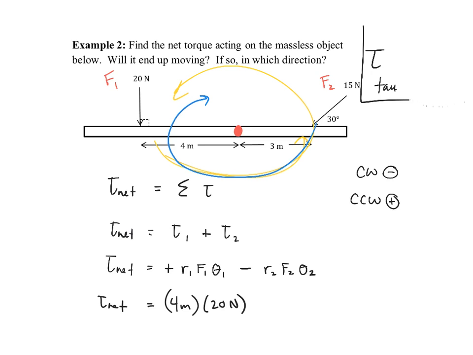Theta 1, well, what's theta? Theta is 90 degrees. So this is going to be the sine of 90, so I don't need it. Okay, remember, the sine of 90 is always going to give you a 1 value. That's something that's going to happen a lot in this chapter, so keep that in mind.